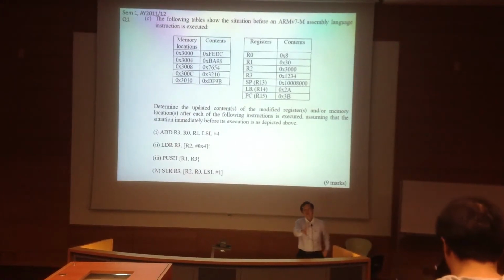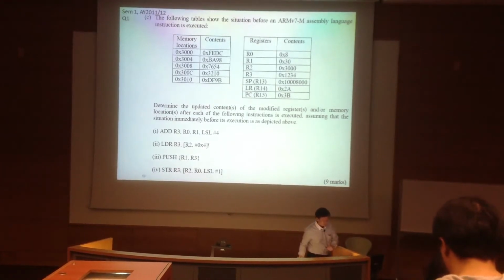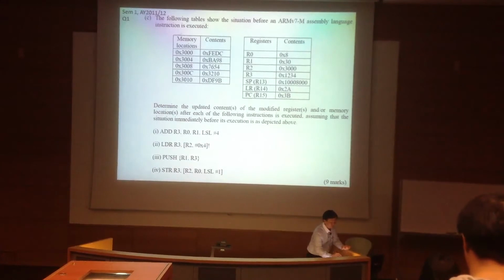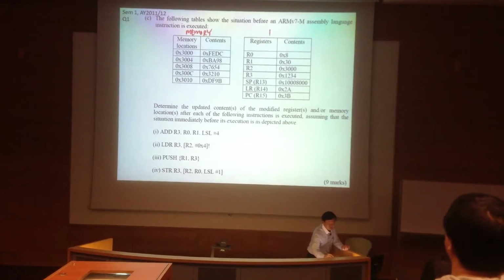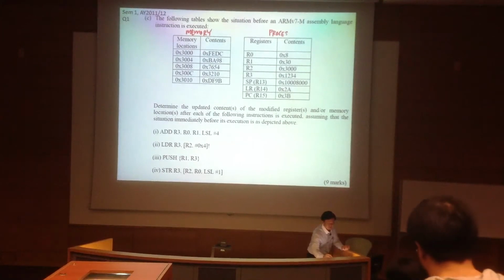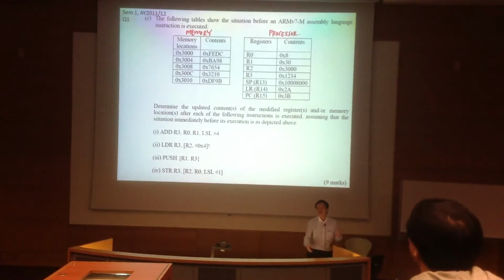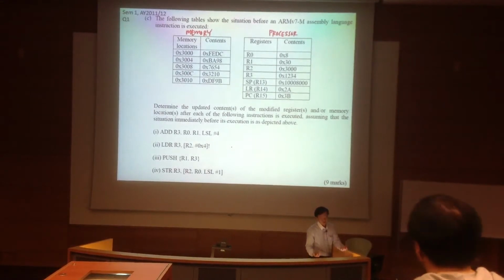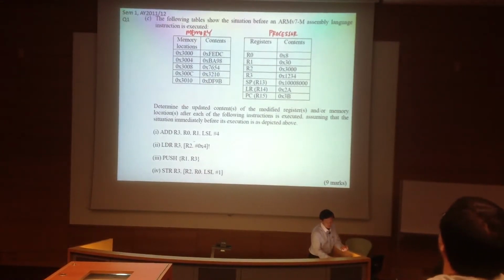You have memory locations, you have registers. One side is memory, one side is processor. One side is Malaysia, one side is Singapore, right? And then you have some instructions. This is a snapshot. When you run the instruction, some things will change. So the first one, you have this situation.